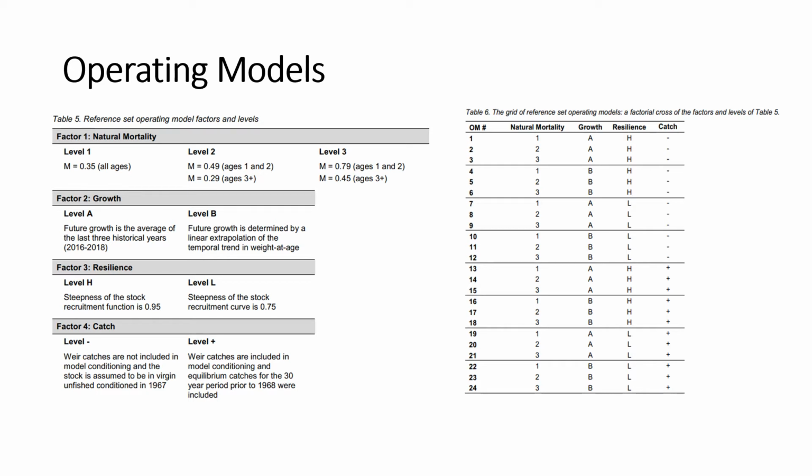for the herring MSE. For example, reference set OM1 is a model where the natural mortality rate is assumed to be 0.35 for all ages. Future growth is assumed to be the average of the last 3 historical years. The stock is assumed to have a high resilience with a steepness of 0.95, and the weir catches were not included in the operating model conditioning, with the population assumed to be in an unfished state in 1967.